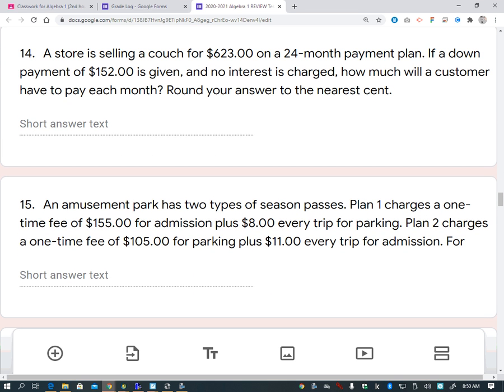Okay, 14. A store is selling a couch for $623 on a 24-month payment plan. If a down payment of $152 is given, no interest is charged. How much will a customer have to pay each month? Round your answer to the nearest cent.